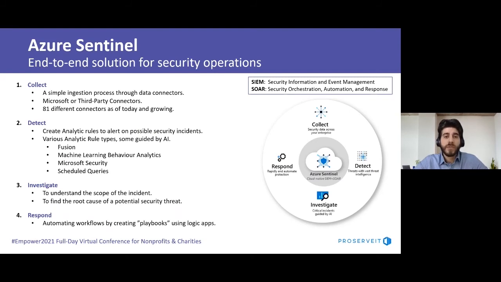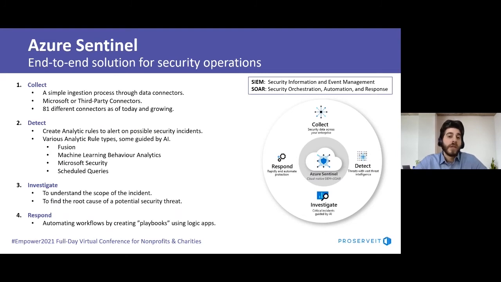Now, this end-to-end solution for security operations can be broken down into 4 main phases: collect, detect, investigate, and respond. Now, when we talk collect, you want to collect logs and data from various sources, such as your Office 365 environment, Azure, your servers, your workstations, some firewalls, and so on and so forth. And once you collect that data, you want to be able to detect these incidents or anomalies within that data. And to do so, Microsoft has various different options for creating rules.